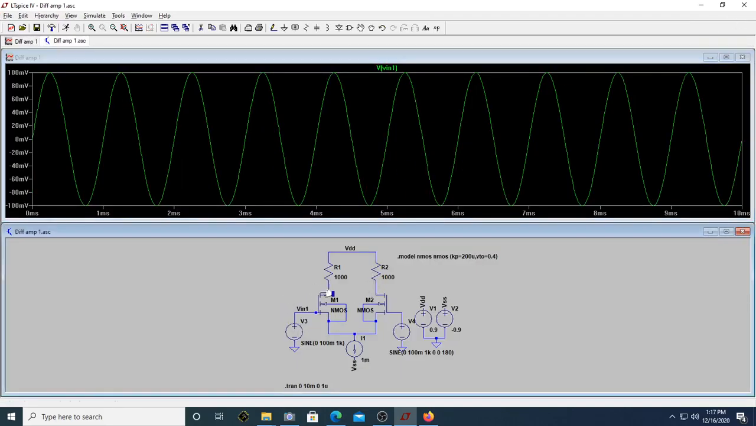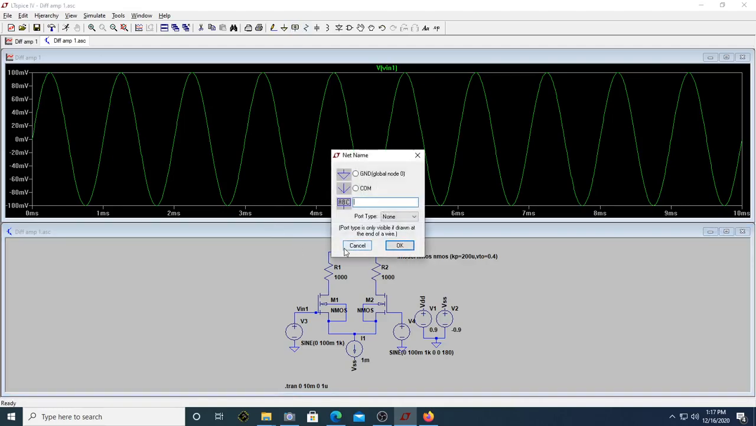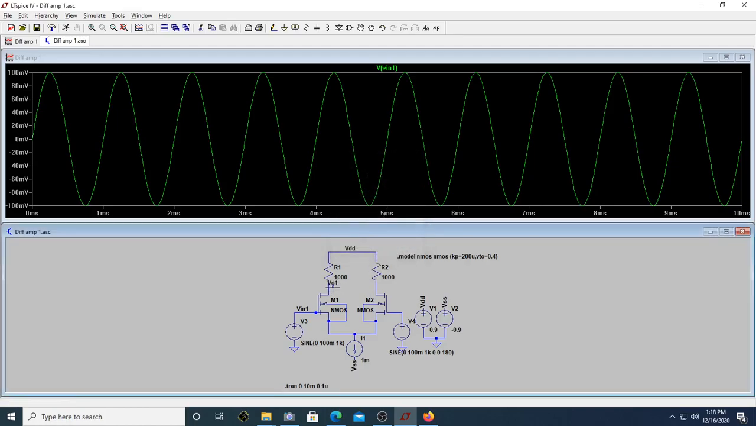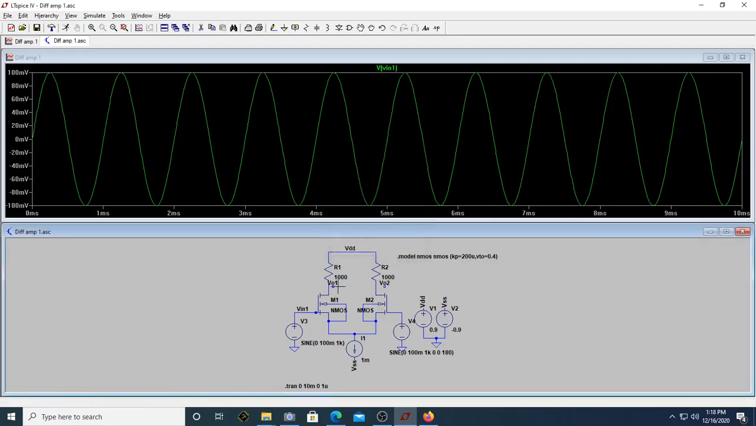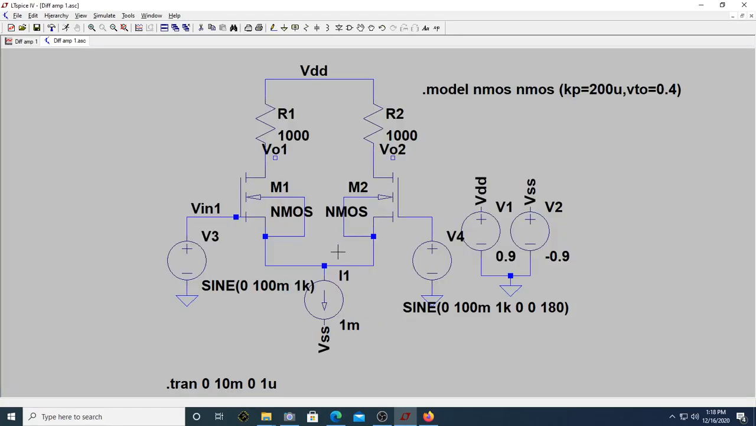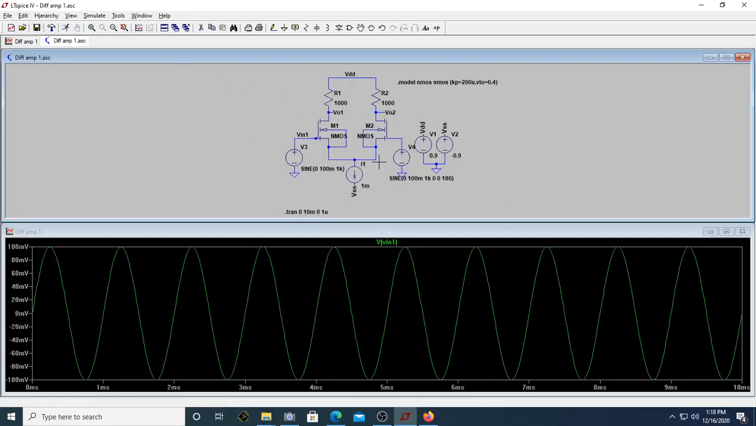Now I want to see what is the voltage here. So let me name this as V01. V01 is this over here, and let me name this as V02 so that you are able to find out what is the... Now I will connect this to this, and I will connect this to this. I will just have a look at the polarity of this one.